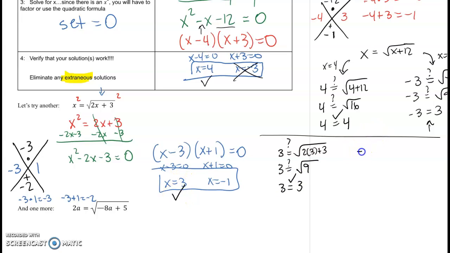And we're going to look at negative 1. We're going to ask ourselves, is negative 1 equal to the square root of 2 times negative 1 plus 3? 2 times negative 1 is negative 2 plus 3 is 1. And then we're asking ourselves, is negative 1 equal to the square root of 1? Unfortunately, in this case, when we take that square root of 1, since the square root is already on our paper, we only get positive 1, so that one does not check. So our only answer for this one is 3.